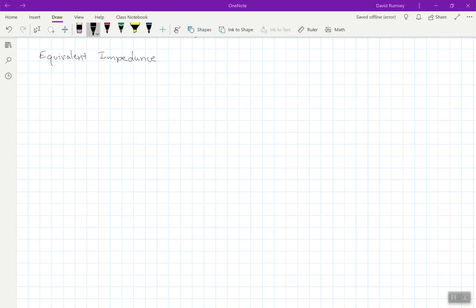Okay, in this video we're going to be talking about equivalent impedance. Just like we had equivalent resistance, we have equivalent impedance. And this is going to be important for us when we do power computations. So when we're dealing with power, we're going to need to talk about equivalent impedance. Of course, we're not talking about power in this module, but that will be something we will cover in a later module.